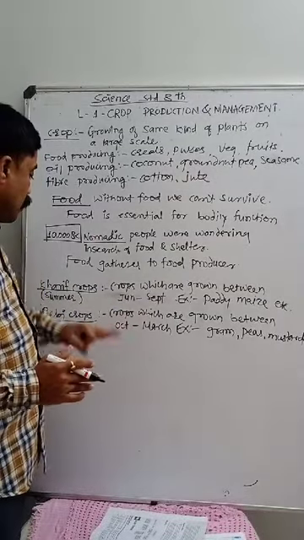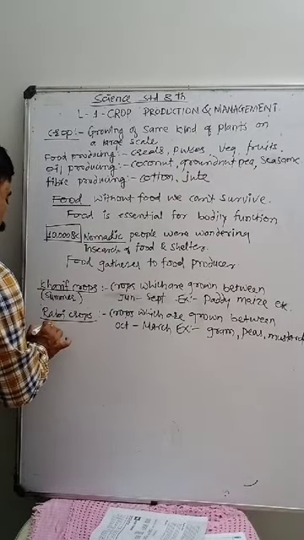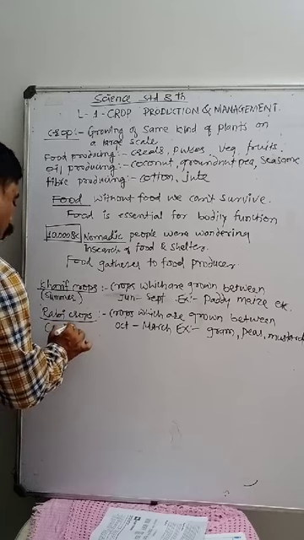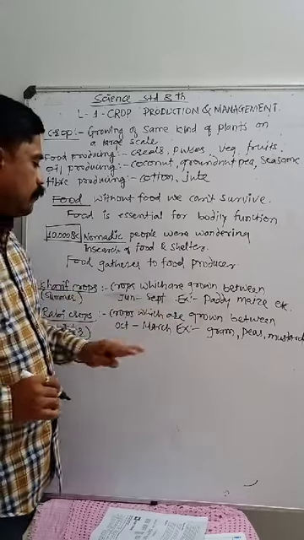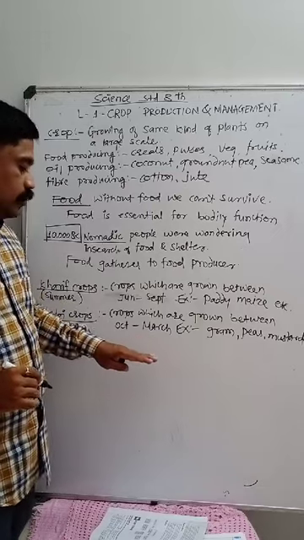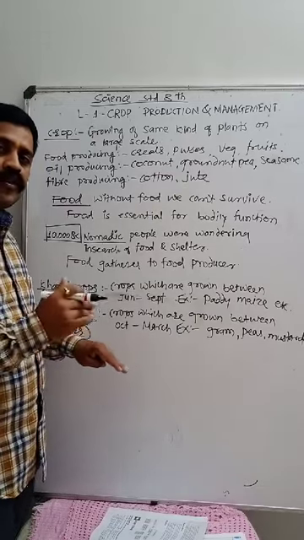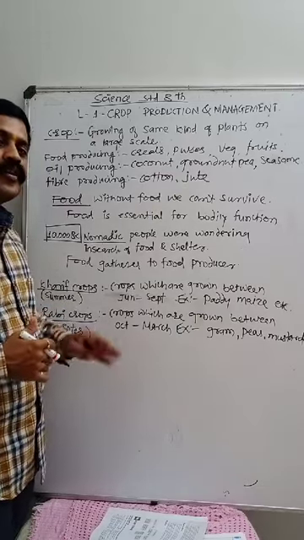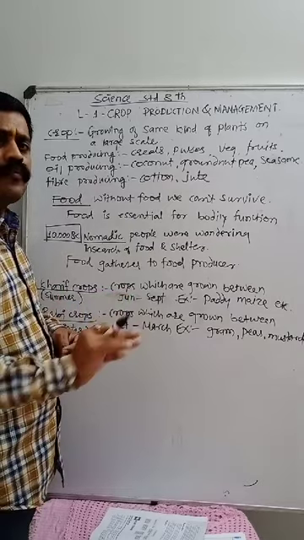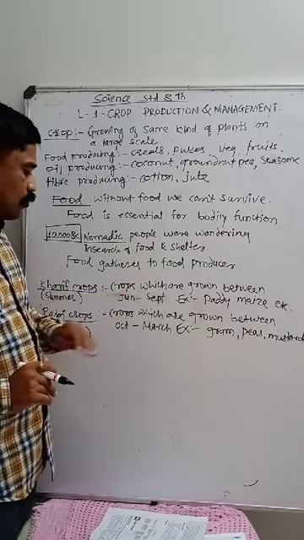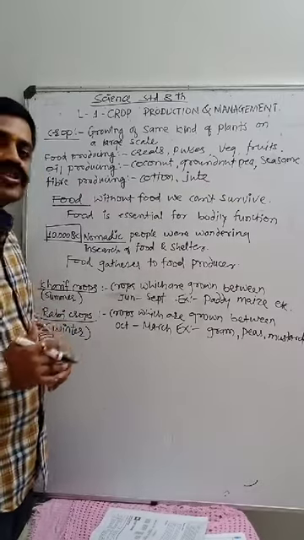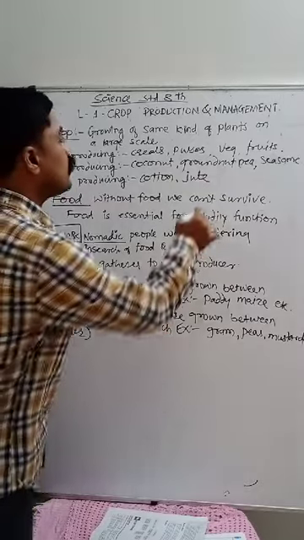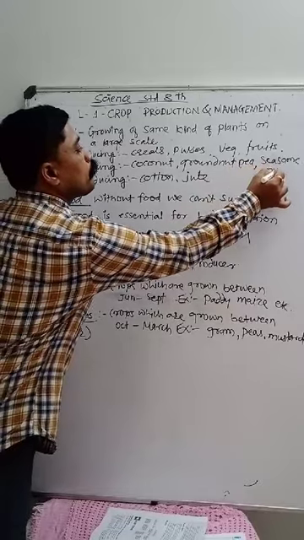Okay, then rabi crops. Rabi crops are called winter crops. Crops which are grown between October to March. Their sowing period is October and harvesting period is March or April. Two months here and there we can count. So October to March. Example, gram is there, pea is there, mustard is there. Mustard oil also we can get here.